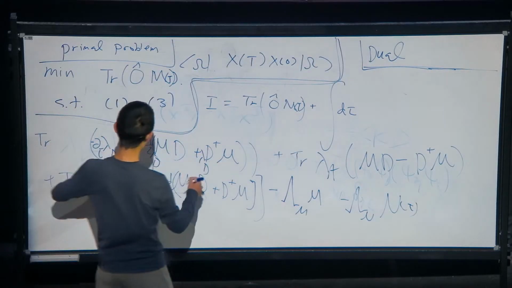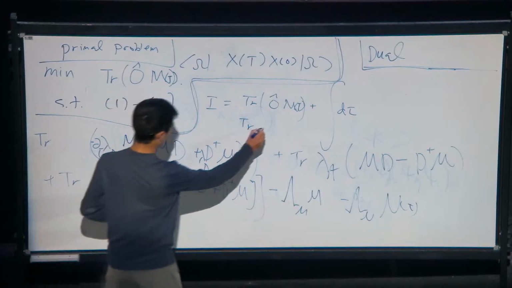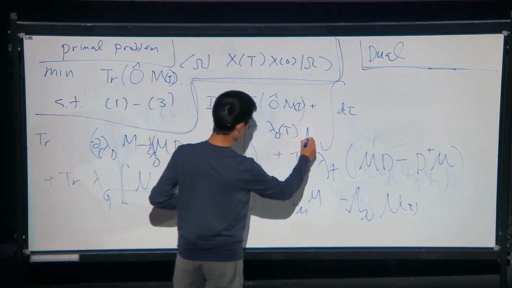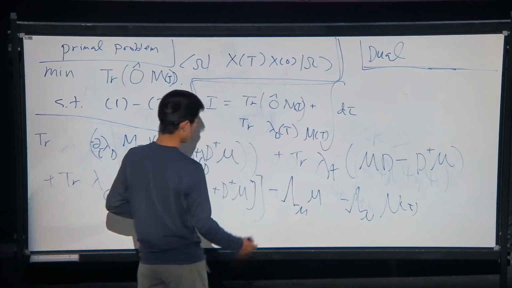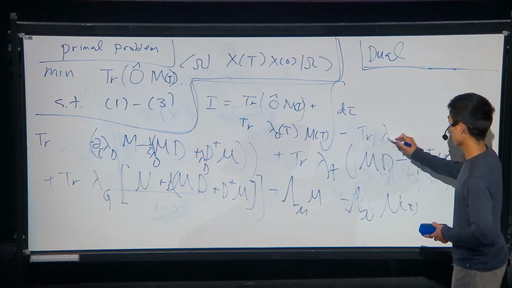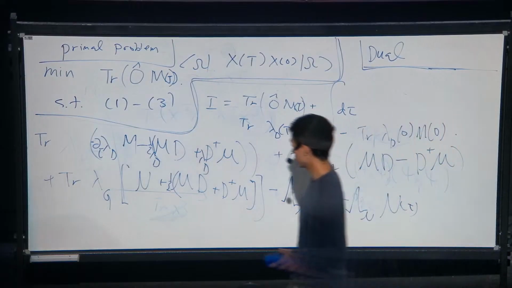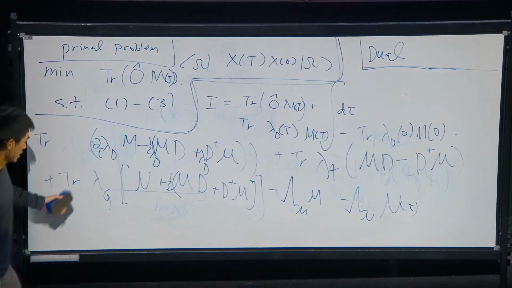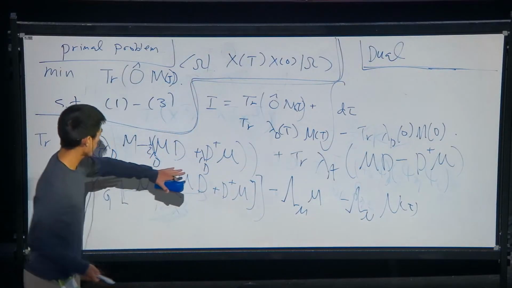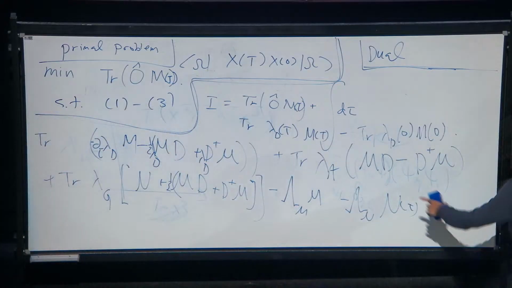So what are the boundary terms? So we'd have some boundary term, which is just lambda d evaluated at time t times m evaluated at time t, and another term, which would be trace lambda d at 0, m of 0. Okay, then we collect all the m terms, and we impose the equations of motion for m.